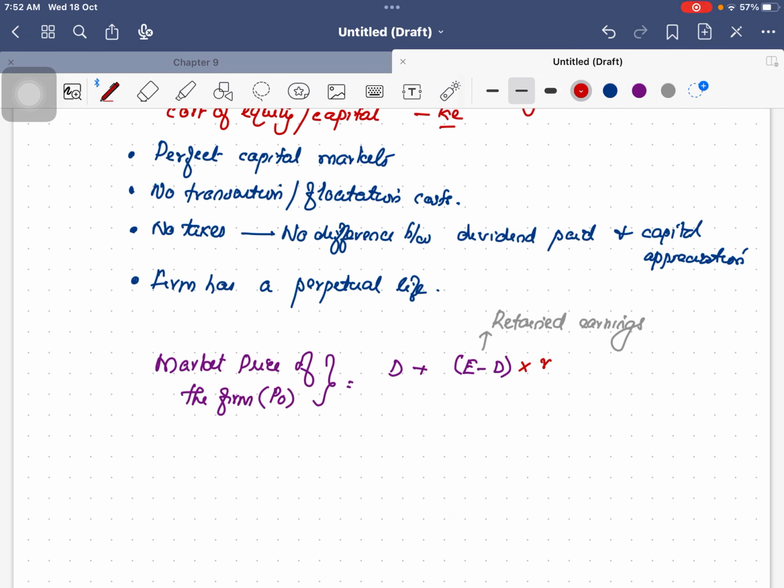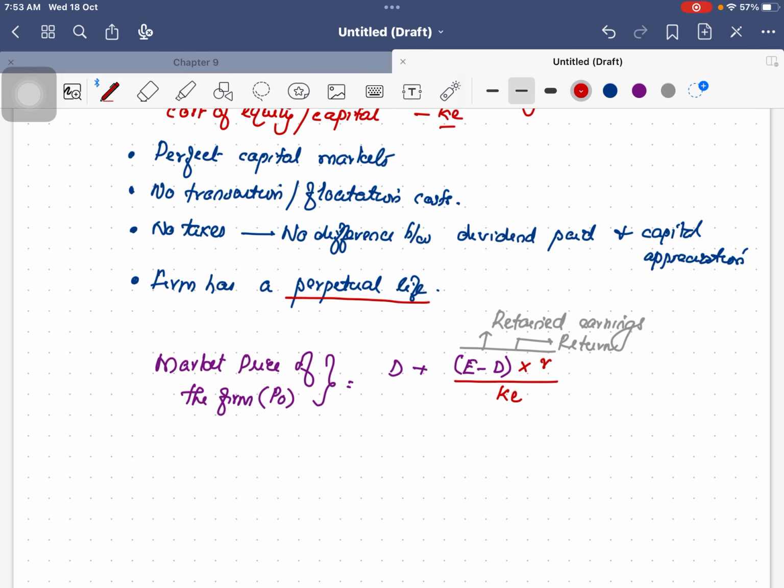So we had this assumption called the firm has perpetual life. If you want to find out the value of this retained earnings, you got the return, (E minus D) into R is the return. Now capitalize that. In order to capitalize, what do you have to do? Divide it by KE. So (E minus D) into R divided by KE will give you the capitalized value of the retained earnings.